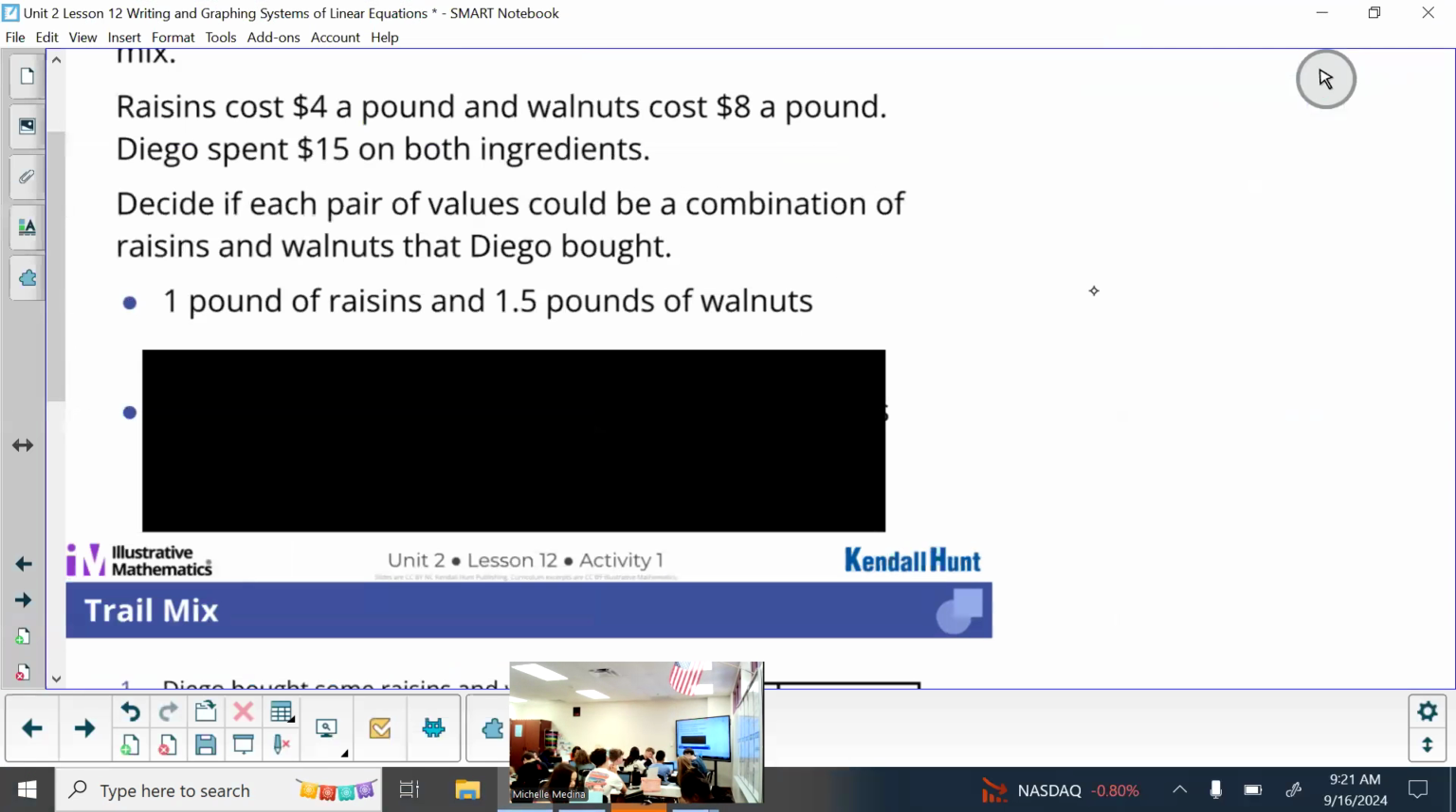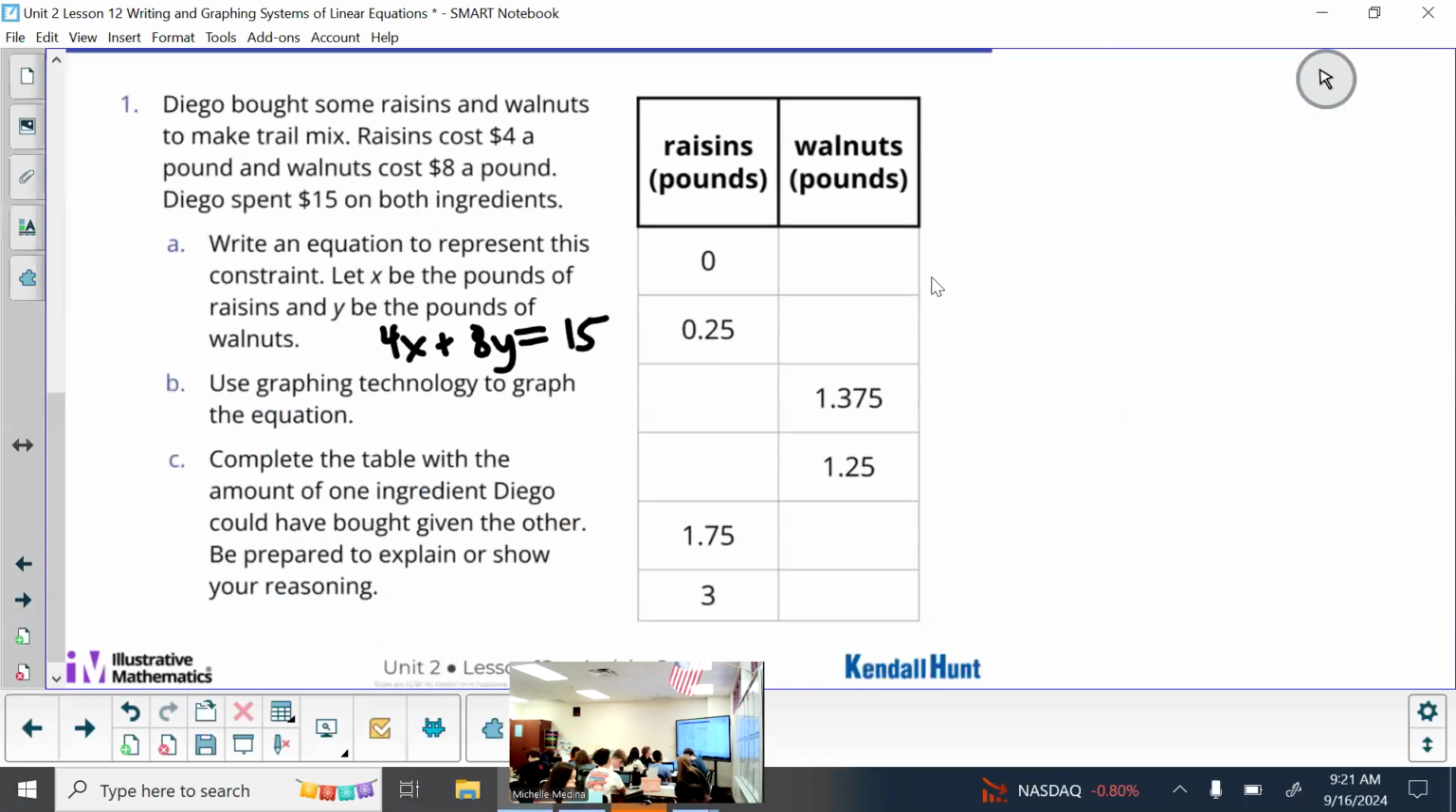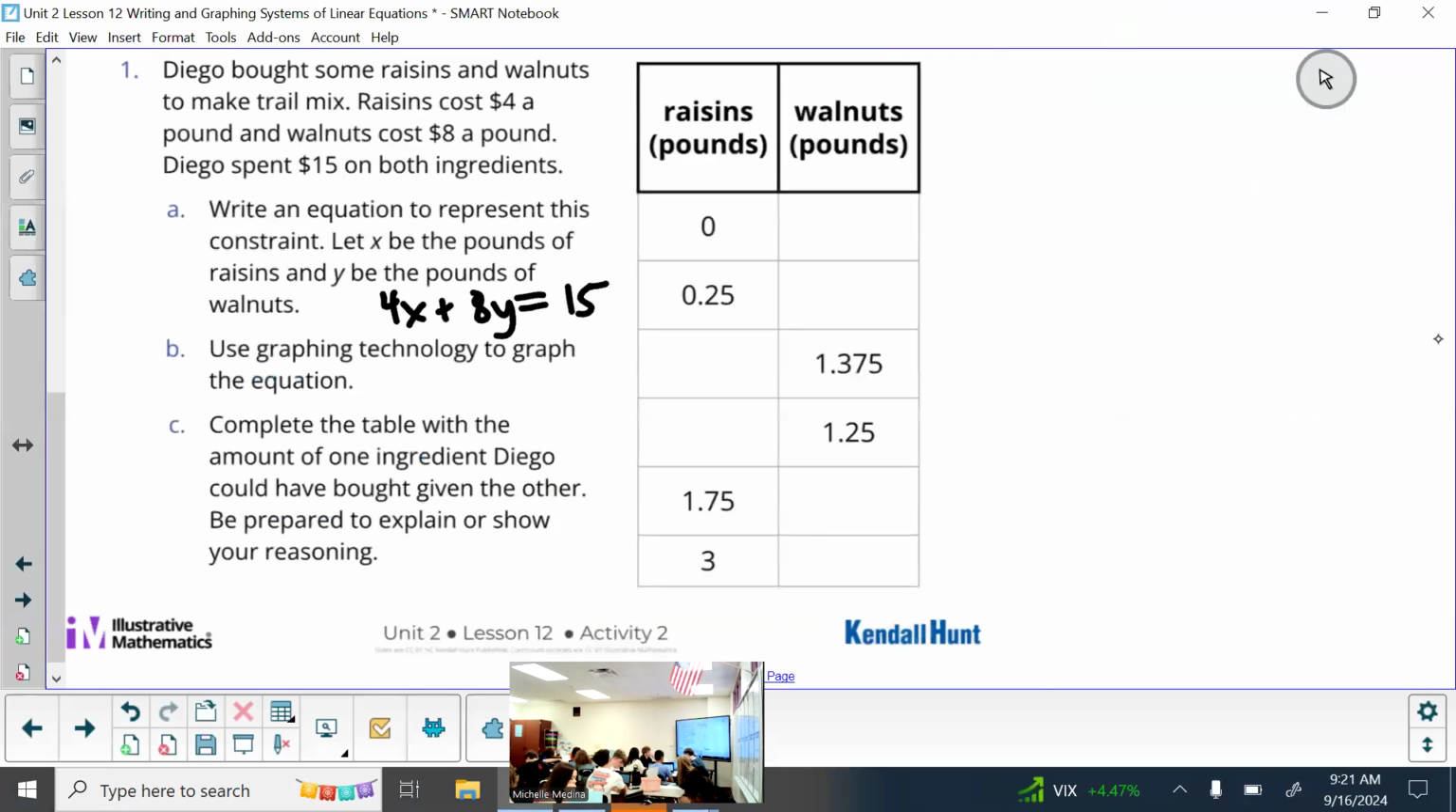Table 3, when there are 0 pounds of raisins, how many pounds of walnuts are there? 3.75. Okay, we'll see if that's right after we fill the whole table. Table 4, when there's 0.25 pounds of raisins, how many pounds of walnuts? Okay, you guys are in charge of that one.